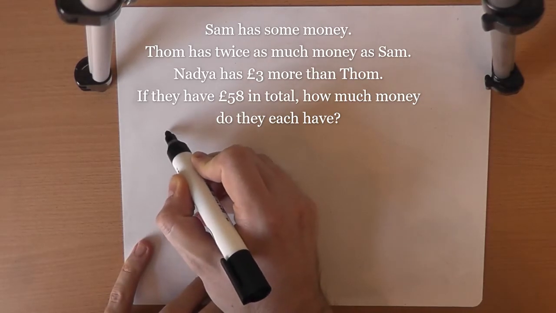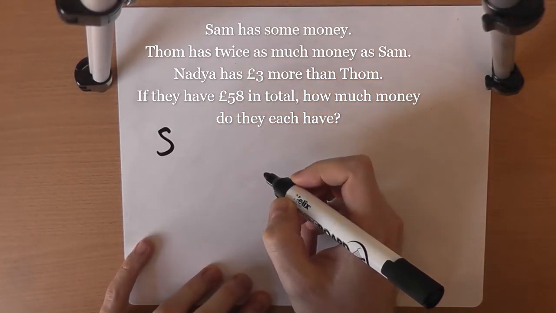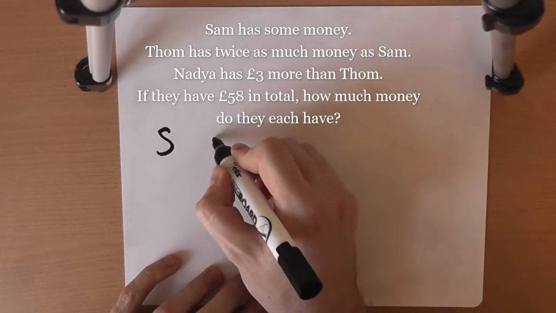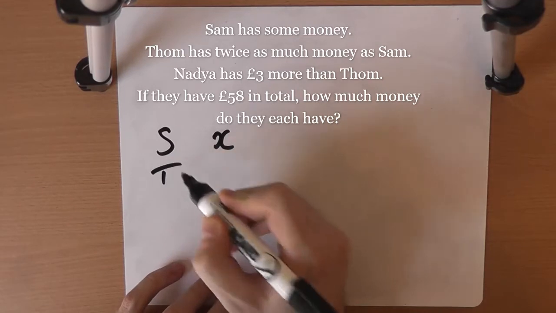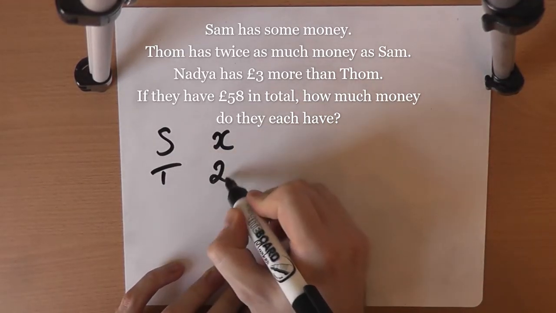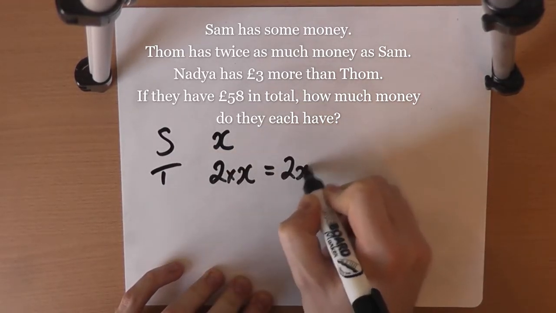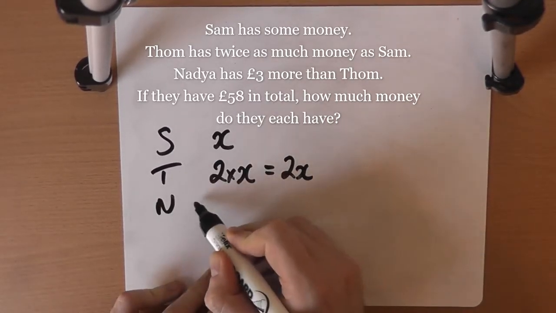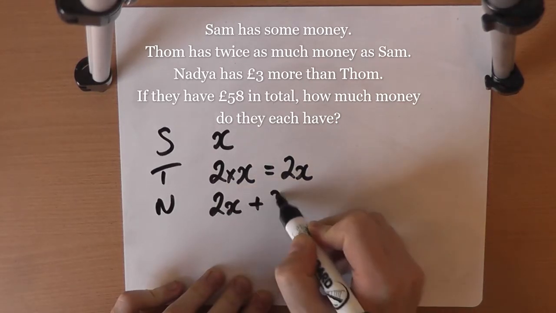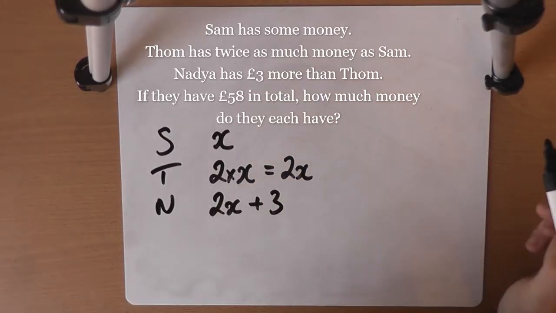So, let's say Sam has some money. But why don't we say that I have x amount of money? x just standing for the amount of money that I have. Could use any letter, could use S, but I'm going to use x. Tom has twice as much, so Tom will have 2 times x, or 2x. And Nadia has £3 more than that, so she has 2x plus 3. Not 5x, notice it's 2x plus 3, because the plus 3 and the 2x will not combine. They are two different things.